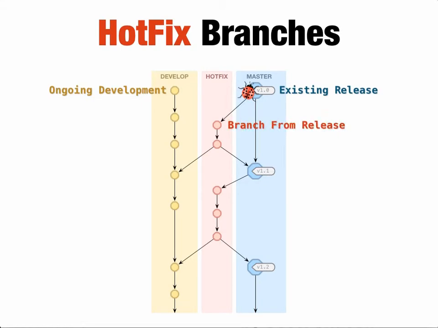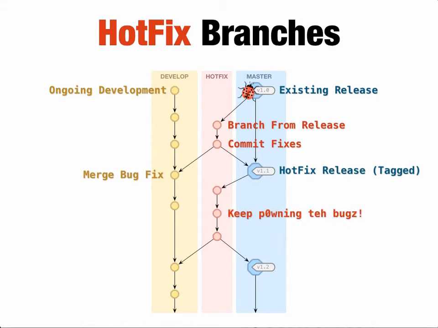So here we have an existing release, version 1.0 maybe, and then we branch from that and work on our hotfix, make the changes, then merge those back into both master and development. And then maybe you didn't fix the bug and you need to do it again. So that's what it looks like. But it's really, really handy to create hotfixes using this methodology.